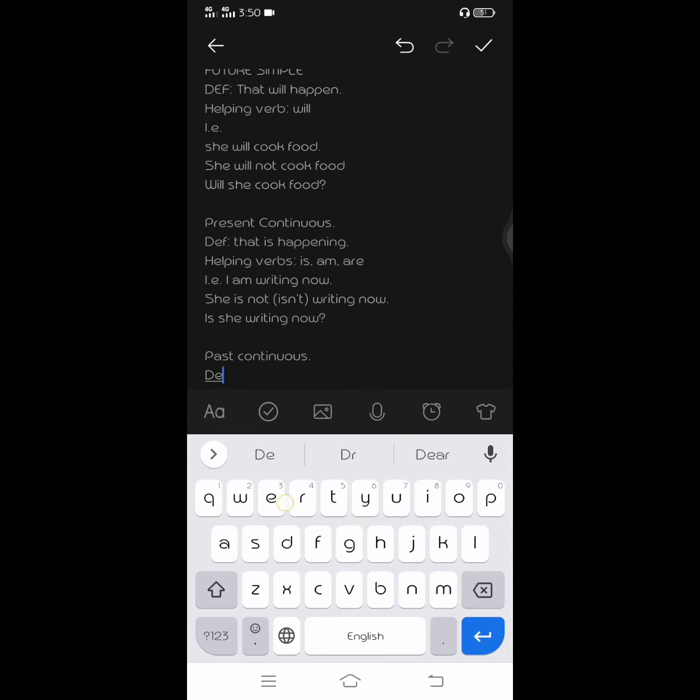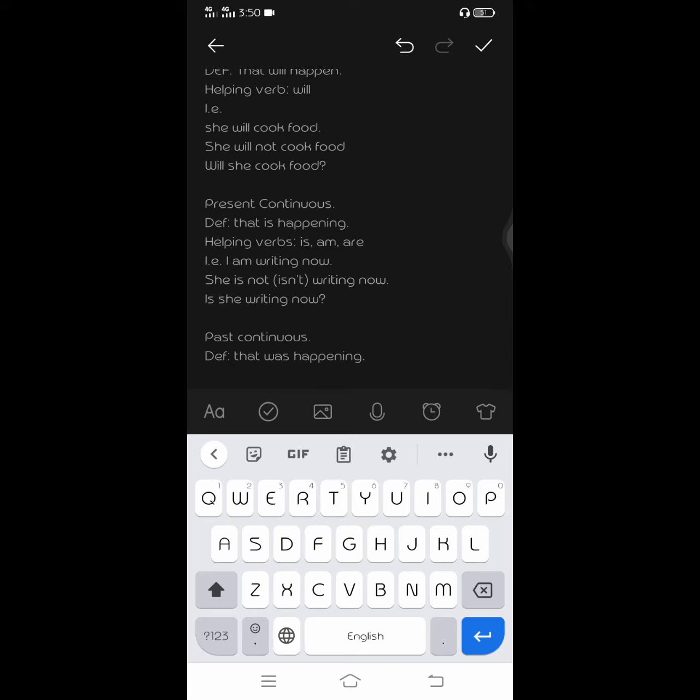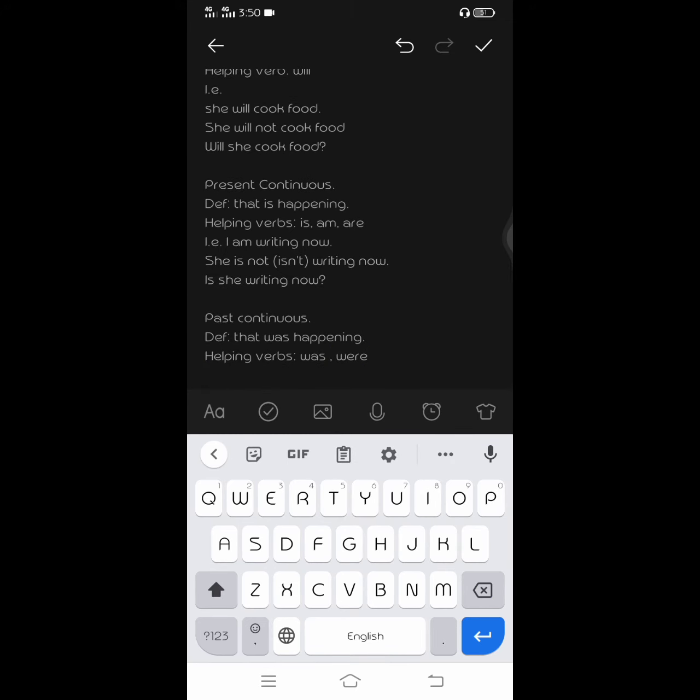So what is the definition of past continuous tense? जो काम हो रहा था. Past means in the past. Continuous means continue. So that was happening. Now, whatever was happening is a past continuous tense. अब जो काम कभी भी हो रहा था उसके लिए हम past continuous tense का इस्तेमाल करते हैं. Helping verbs for this are was and were, right? Was with I, he, she, it. Were with the rest of the subjects like they, we, you.